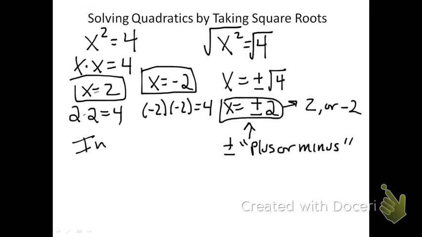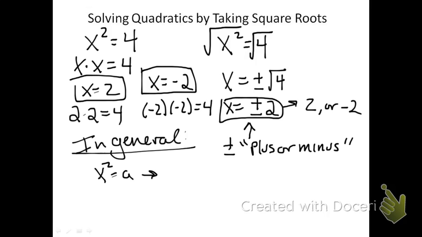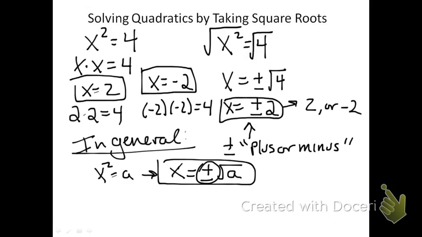So in general, if we were trying to solve x squared equal to a, and we were solving by taking square roots, I would have to get x equal to plus or minus the square root of a. A lot of students forget the plus or minus. Please don't be one of them. You'll probably get a point or two off in your problem on a quiz or a test.